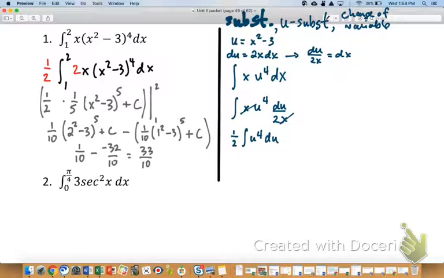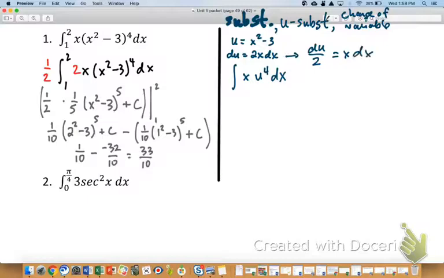Can I show you an alternative way? What if I said du over 2 equals x dx? So Grant divided by 2x on both sides. What if I just divided by 2? Check this out. Couldn't I just replace the x times the dx in one shot with du over 2? I just want you to be flexible in your thinking. Grant's way works fine. My way works fine.